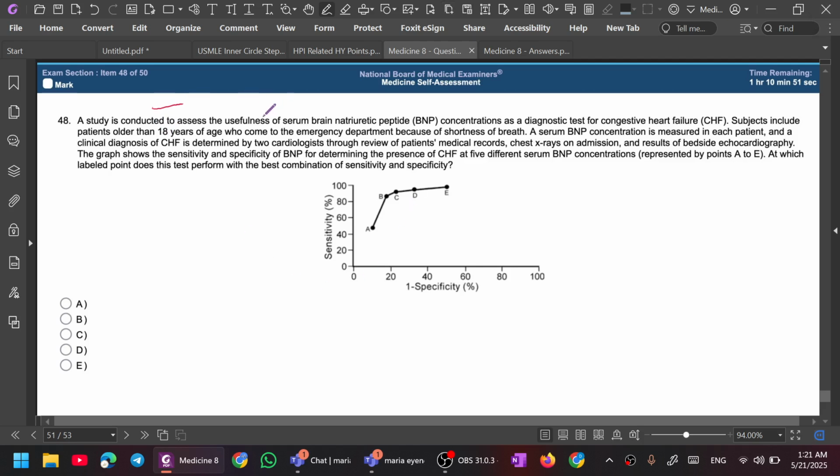A study is conducted to assess the usefulness of serum BNP concentration as a diagnostic test for CHF. Subjects include those older than 18 years of age who come to the emergency department because of shortness of breath. A serum BNP concentration is measured in each patient, and a clinical diagnosis of CHF is determined by two cardiologists through the review of the medical records, chest X-ray, and results of bedside echocardiography. A graph shows sensitivity and specificity of the BNP for the presence of CHF at five different serum BNP concentrations, A to E. Which of the labeled points does this test perform with the best combination of sensitivity and specificity?